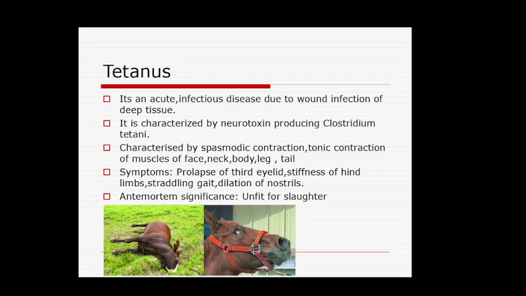Now the tetanus. The very pronounced symptom of tetanus is the prolapse of the third eyelid. You can see in the horse that the third eyelid is prolapsed and the hind limbs are stiff. It is an acute infectious disease caused by Clostridium tetani, characterized by spasmodic and tonic contraction of muscles of face, neck, body, leg, and tail. The antemortem significance is that it is unfit for slaughter.